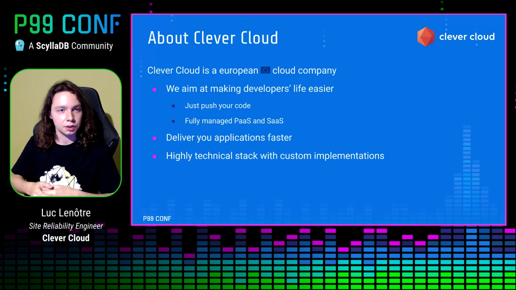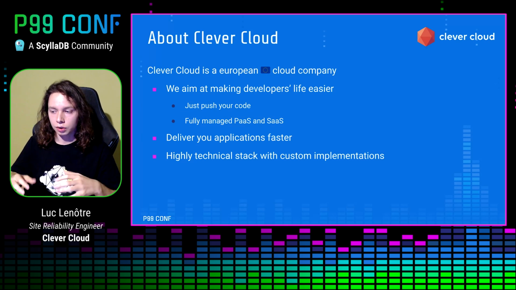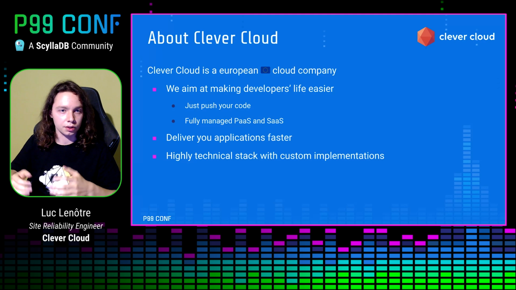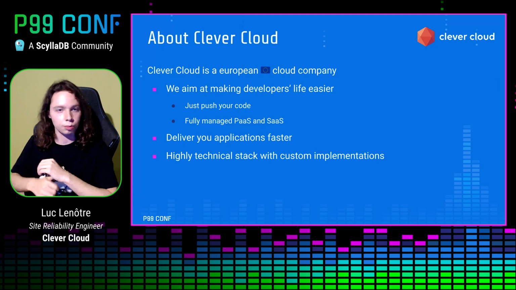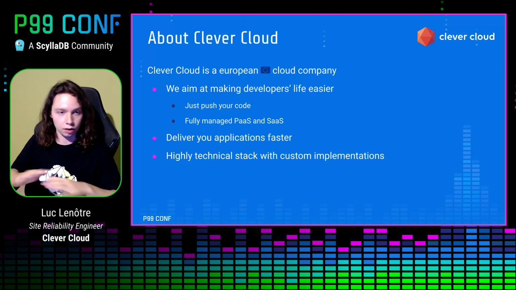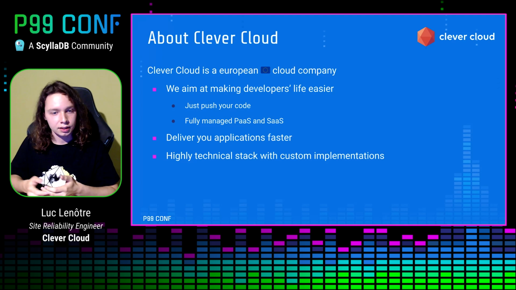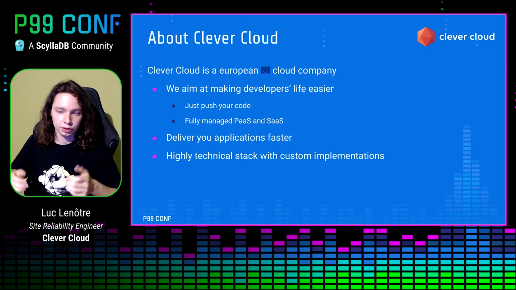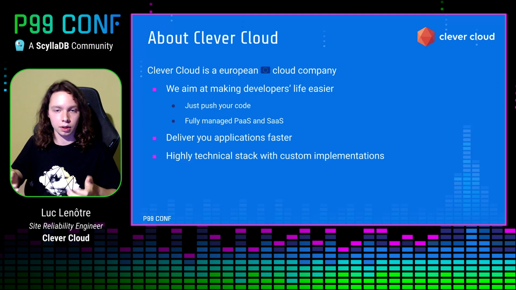Clever Cloud is a European company that provides cloud services. Our goal is to basically make the life of developers easier. You just push your code to our infrastructure, and we handle all the rest: the deployment, scaling, and the link to other components. And we have a highly technical stack. We have custom implementations of some components, so we can get the best performance for the hardware.